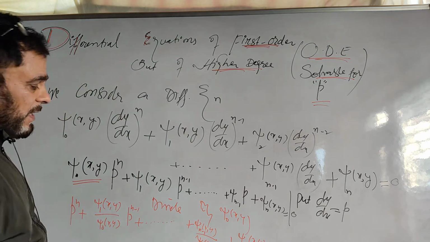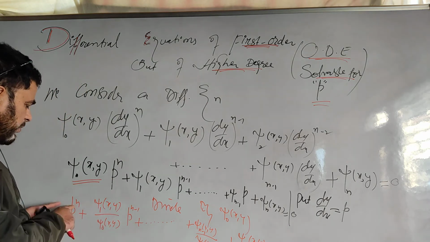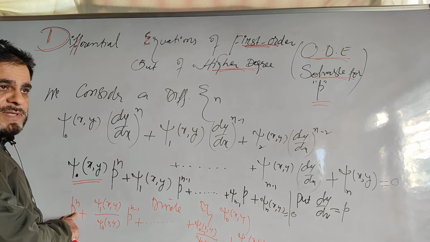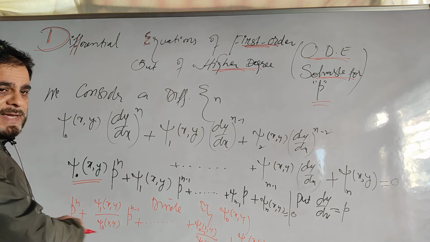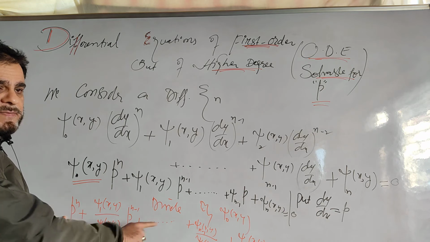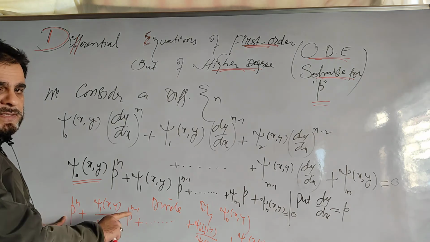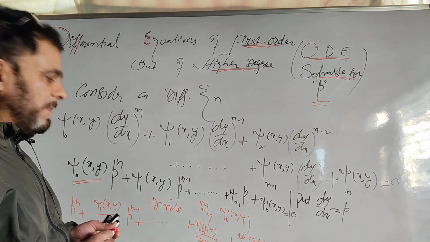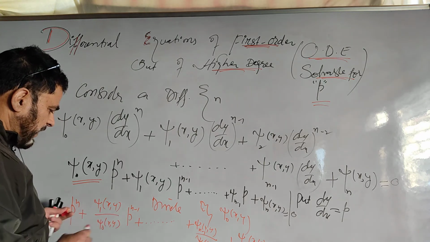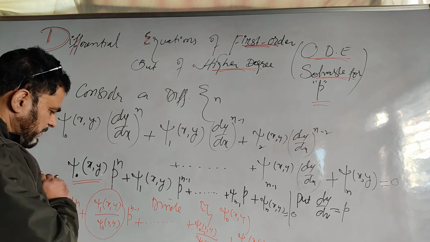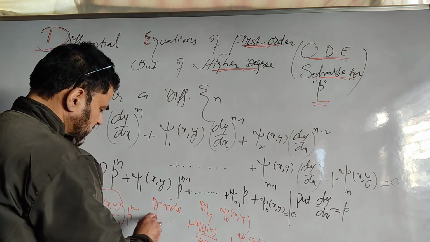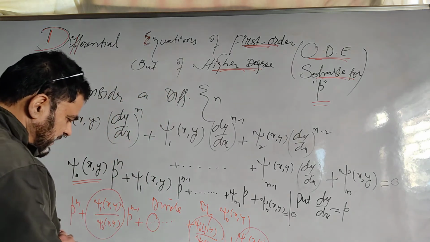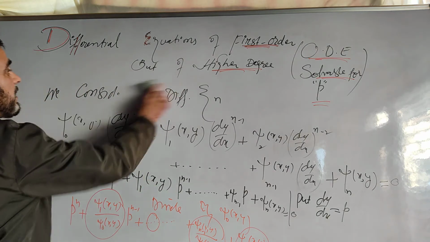I am dividing because I want the coefficient of p raised to power n to be 1, so that I can use the factor theorem here. When it has n factors, I can write this equation as the product of linear factors. This is the factor theorem that we derive from the fundamental theorem of algebra. Now I can say each of these is some function of xy. I can write this in this way also, I will put it in this form.